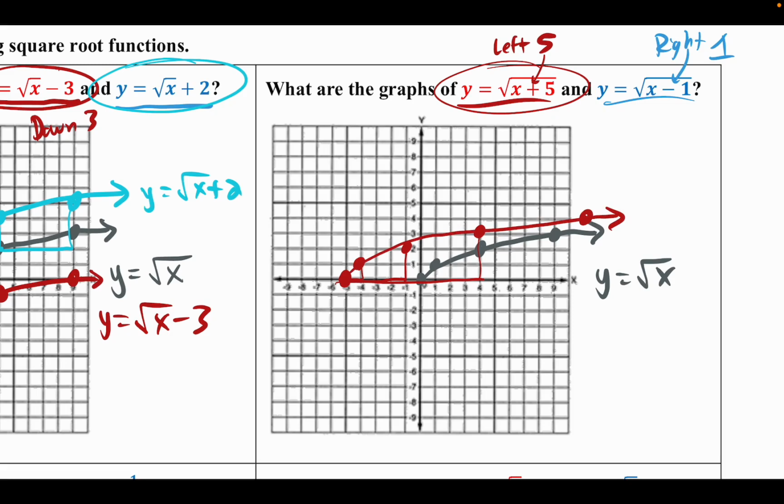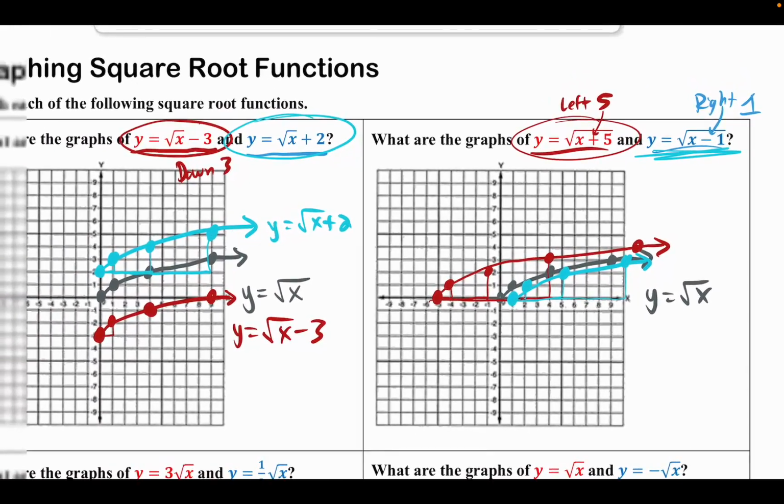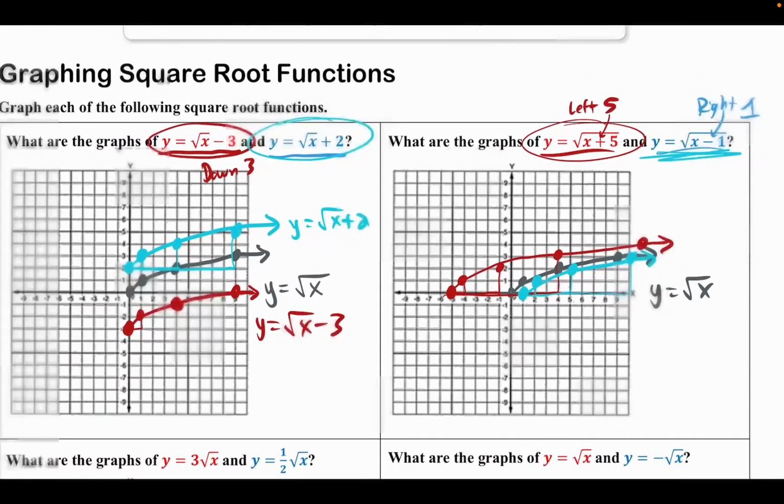And then for the one in the blue right there, for y equals the square root of x minus 1, you can just go to the right one. So you're going to start at that ordered pair 1, 0. And then from the endpoint, go over 1, up 1, over 4, up 2, over 9, up 3, etc. So it's just a tish to the right of that parent function that's in the gray there. All right, so those examples show you some vertical and horizontal translations, just basically shifting the graph.